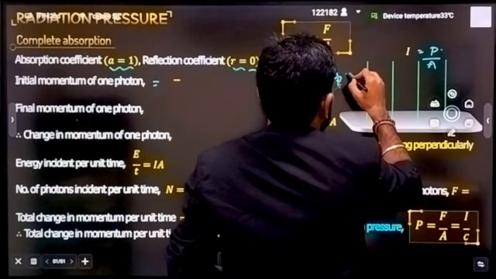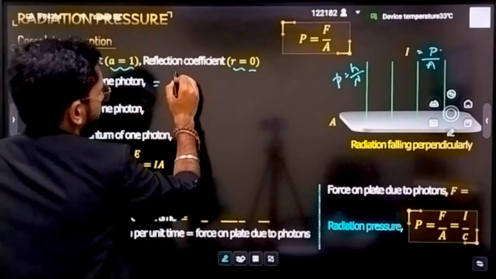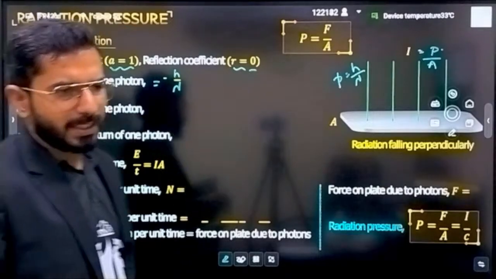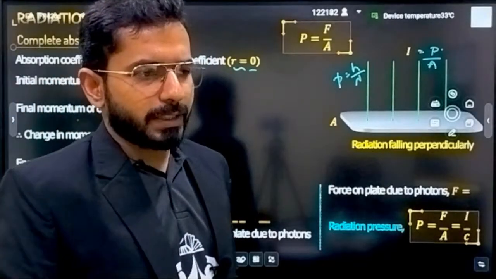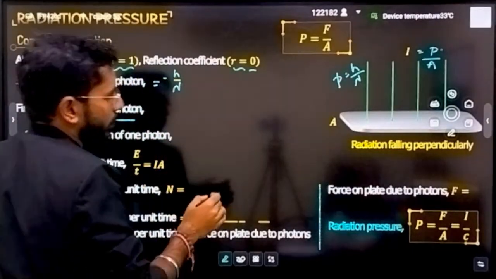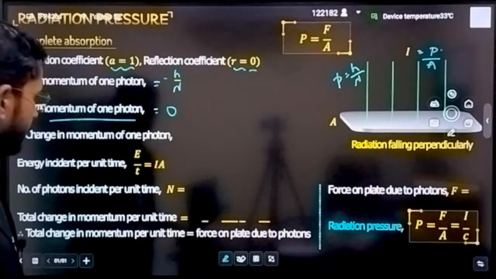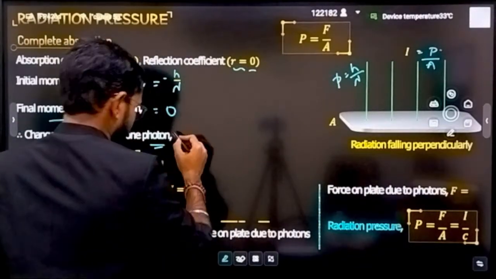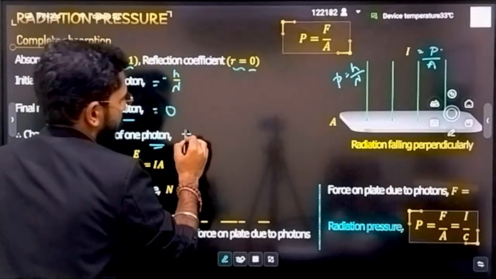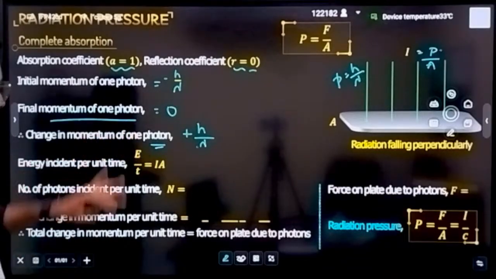If I have to write momentum, how do we write momentum? It is equal to h by lambda. So initial momentum I will write h divided by lambda, and I will write it with a negative sign because I am going in downward direction, and conventionally we always take downward direction as negative direction. Right? Now, what is the final momentum? Final momentum I will say 0 because finally it is going to stick with the surface. What is the change in momentum? Final minus initial, that means h by lambda. Final minus initial, done.